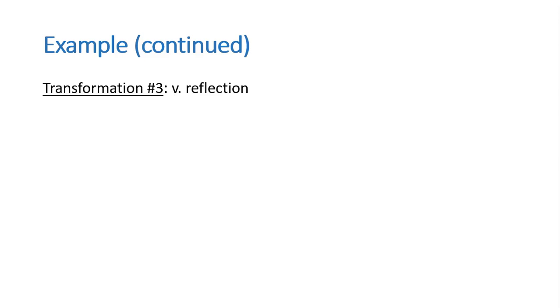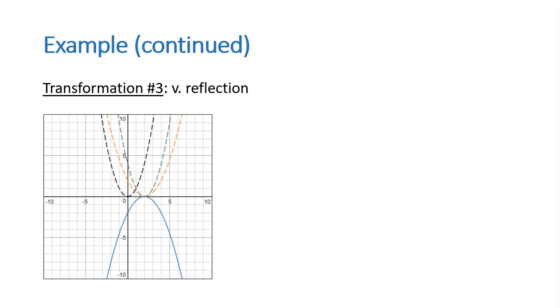Our next transformation is a vertical reflection. So we've shifted, we've shrunk, and now from that shifted, shrunk graph, we're going to flip it across the x-axis. So now it's the blue graph. Our blue graph is our current one. So that one is shifted 2 units, cut in half, in other words, a vertical shrink, and then that shrunk graph is now reflected across the x-axis.